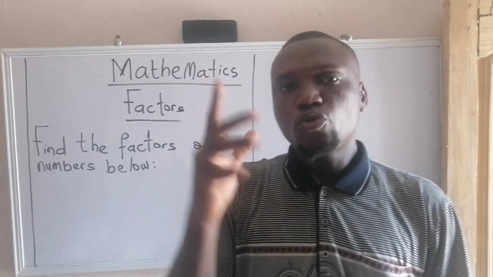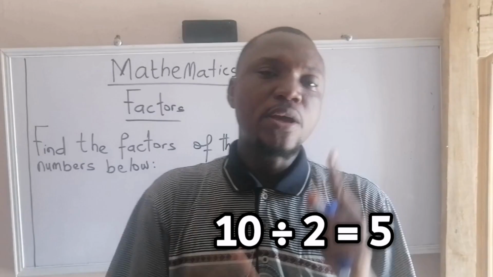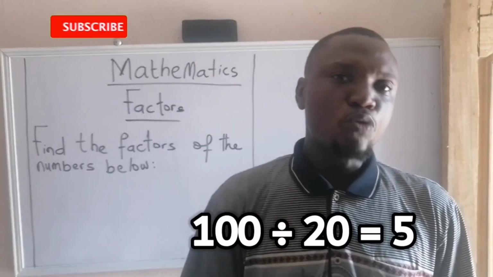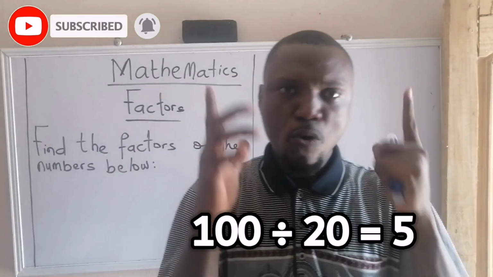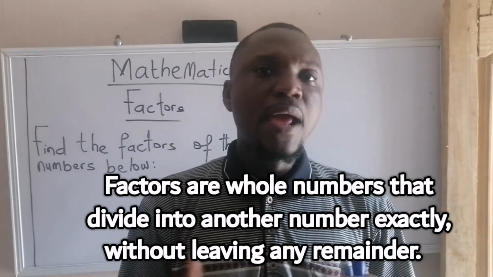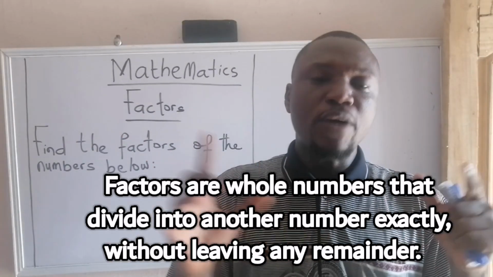Now, 2 is a factor of 10. Why? Because 2 can divide 10 without a remainder. When you use 2 to divide 10, you get what? You get 5. 20 is a factor of 100. Why? Because 20 can divide 100 and you get 5. So what I'm trying to say is that a factor must be a whole number and must be able to divide another whole number without what? Without a remainder. So that's what factors are.